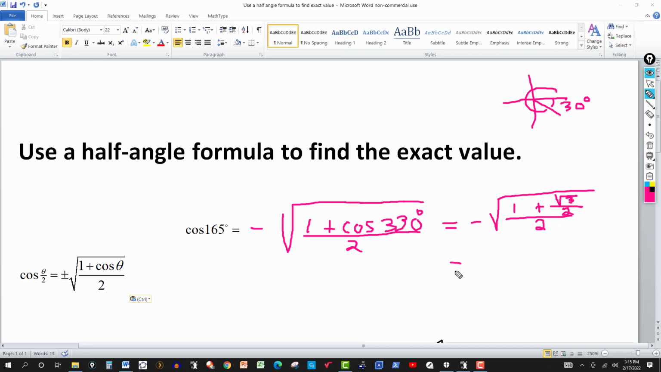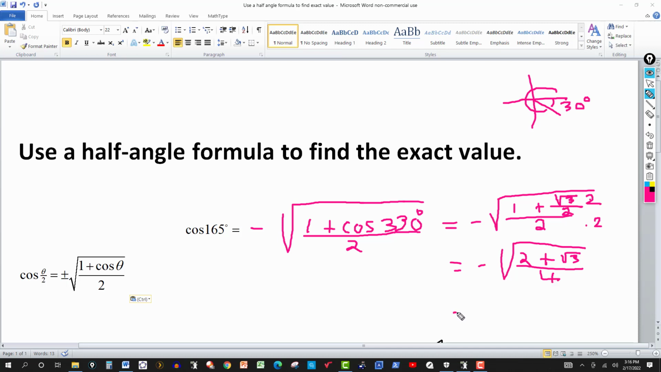And then we just simplify this. This will be minus, and then we're going to multiply the denominator and the numerator by 2 to clear the fractions there in the numerator. So this is going to be 2 here. 2 times 1 will give us a 2 plus, and then these 2's will cancel, which will give us radical 3. And then the denominator will be 2 times 2, which is 4.